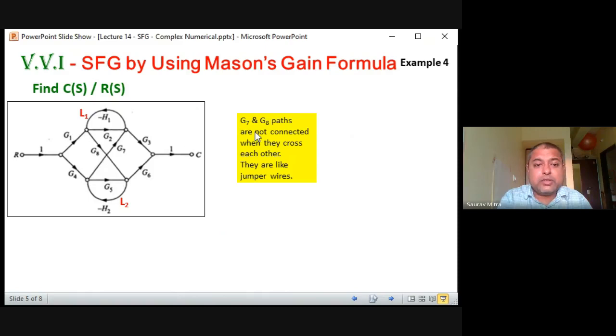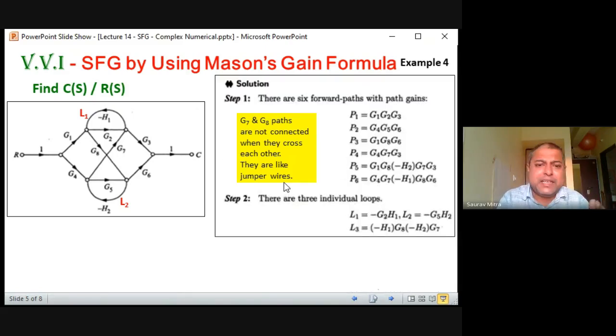That means when they are crossing, this is not a contact point. This is a jumper that you have to assume. Wherever a contact point is there, it is given by a node. As there is no node shown here, this is like a jumper. So they are like jumper wires. So the first thing we are supposed to find out, you have to write accordingly.